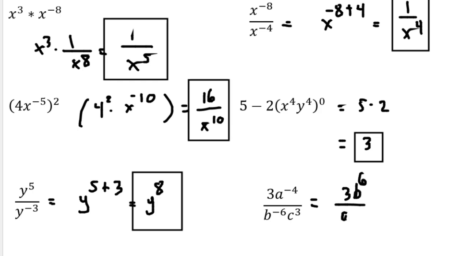Now in this one, we can just arrange some variables. Move them into the numerator and denominator. So that's the answer for this problem. It's 3 raised to the 3 times b raised to the 6. And we got a raised to the 4th power times c cubed.